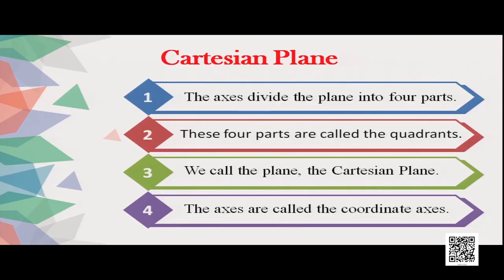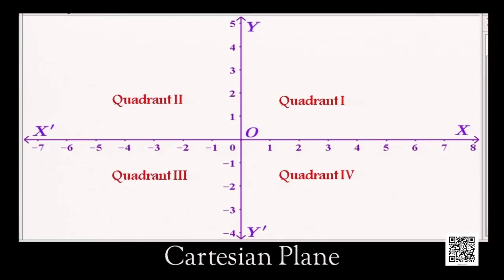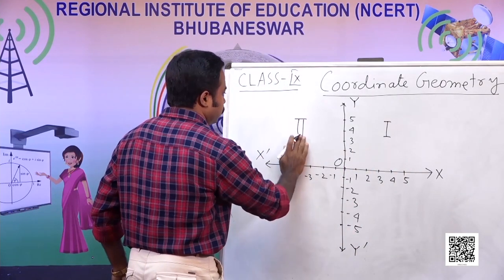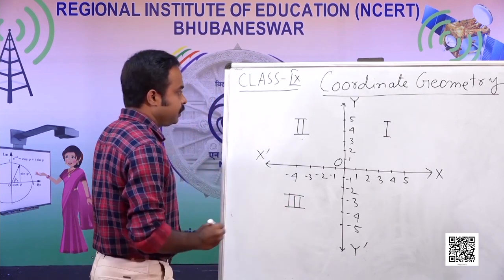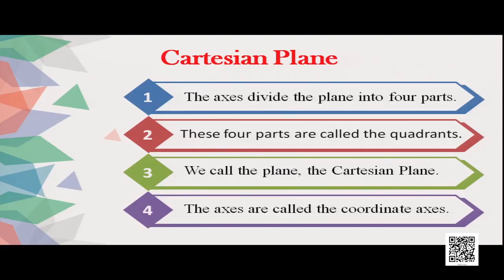You observe that the axes divide the plane into four parts. These four parts are called the quadrants, and they are numbered 1, 2, 3, 4. So this is the first quadrant, this is the second quadrant, this one is the third quadrant, and this one is the fourth quadrant. So the plane consists of the axes and these quadrants. We call the plane the Cartesian plane, or the coordinate plane, or the xy plane. The axes are called the coordinate axes.